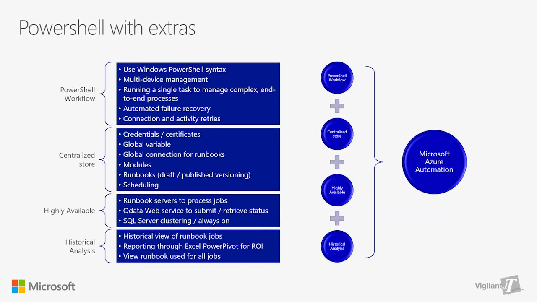You can now use PowerShell for your automation like you were already doing on premises. But in addition, you now get all those added benefits such as centralized secure store, reliability, scalability, and historical analysis where you can view things like job results, code history, and you can also create what we call webhooks, which effectively transform your PowerShell runbooks into web services.